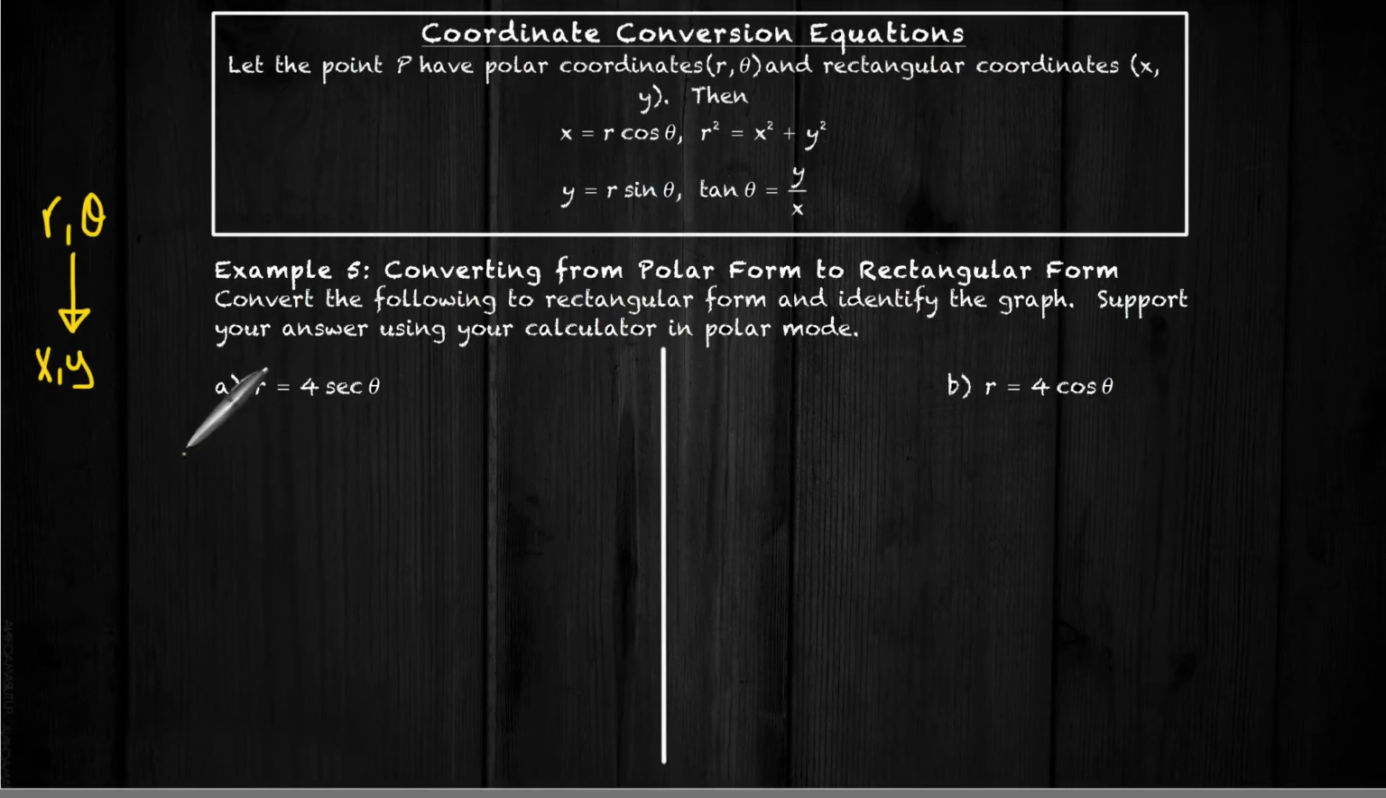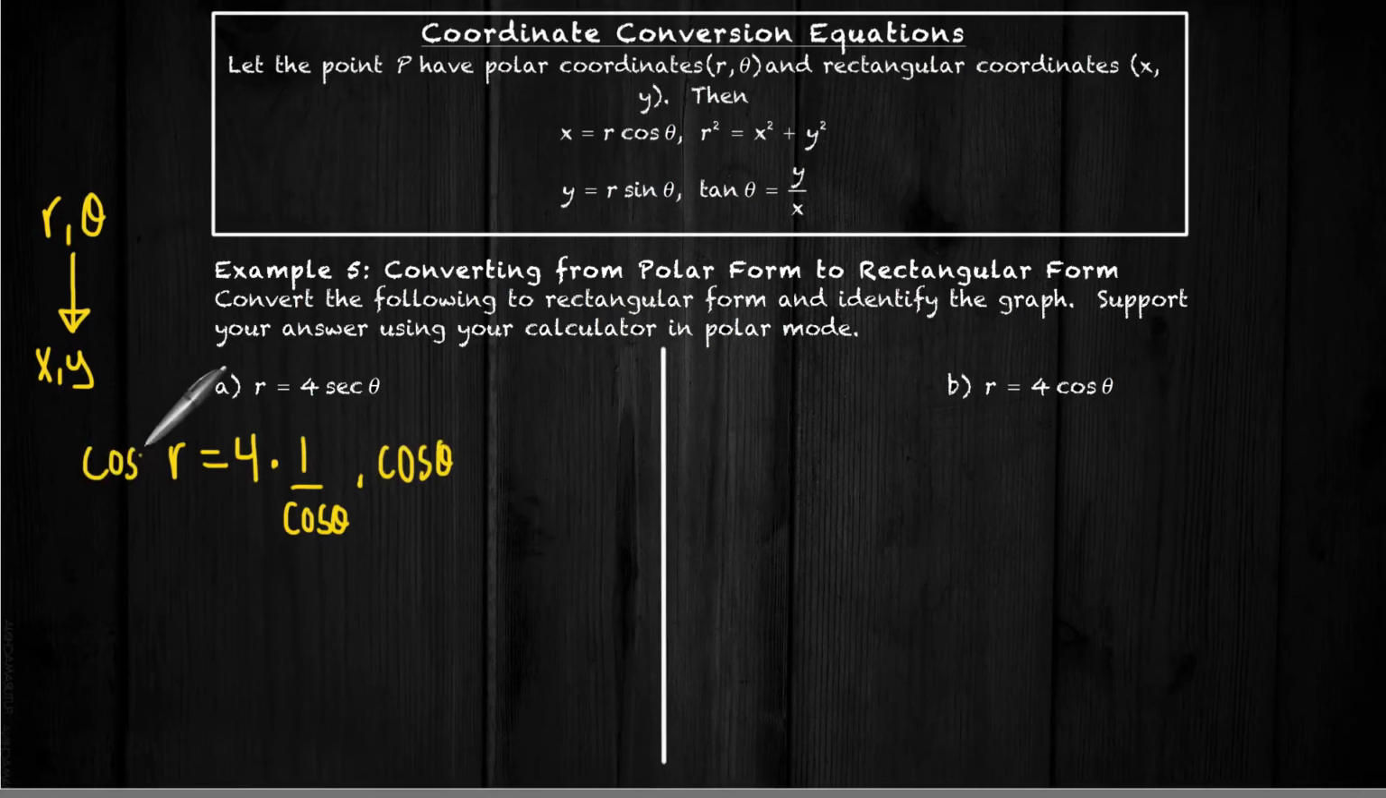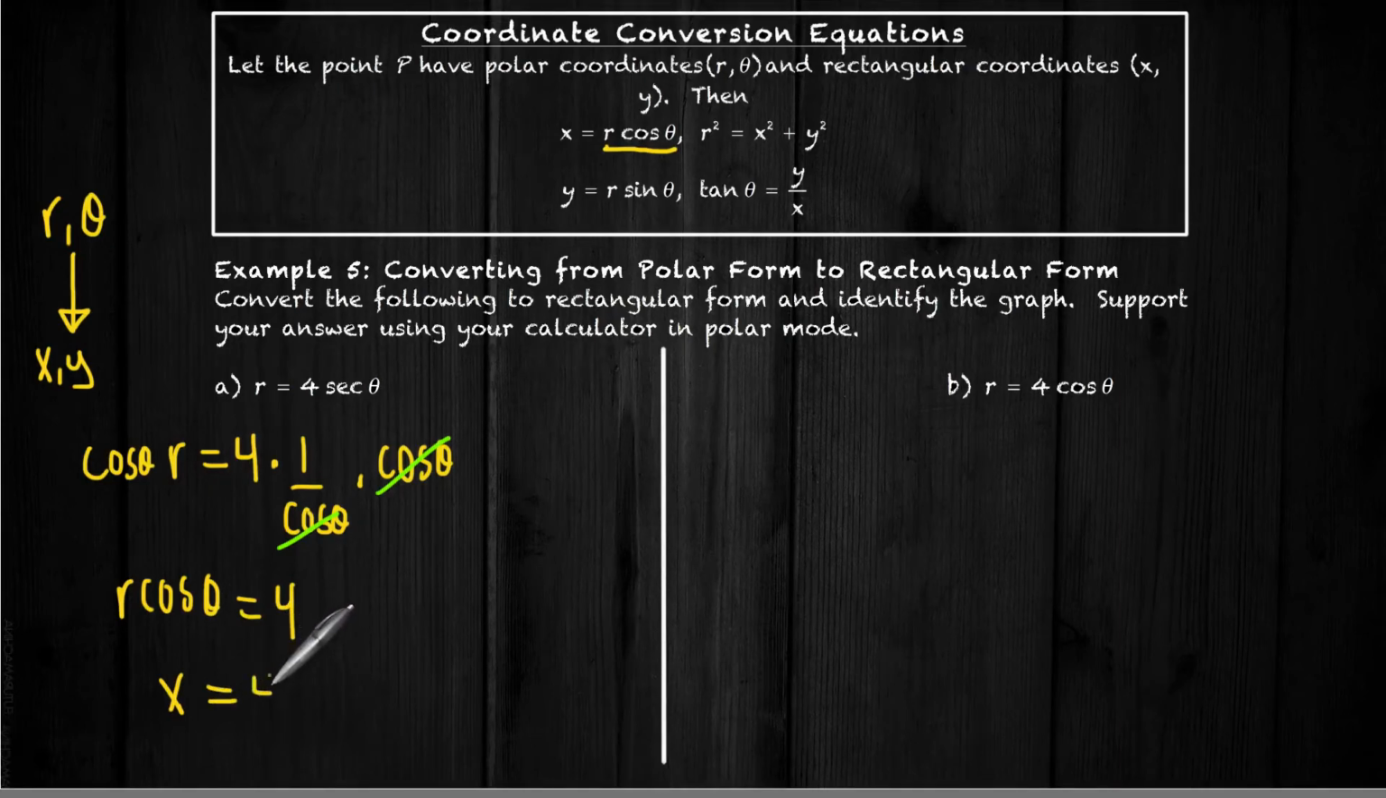So we remember from our trig unit that secant of theta is the same as 1 over cosine of theta. And if we multiply both sides by cosine of theta to get rid of the denominator, these are going to cancel out nicely there. And then we end up having r cosine theta equals 4. Then we remember that r cosine theta up here is equal to x. That's how we convert it from r's and thetas to x's and y's. In this case, it only has an x, so x equals 4.